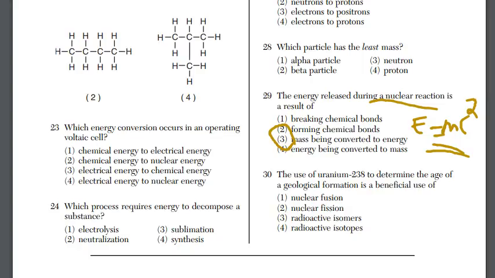The use of uranium-238 is used to determine the age of a geological formation. It's a beneficial use of, and that would be not fission, not fusion, no radioactive isomers, it's radioactive isotopes. So radioactive isotopes can help us with things like aging, or maybe radioactive isotopes when it comes to fighting cancer or determining if somebody is sick with cancer. So this ends part A.